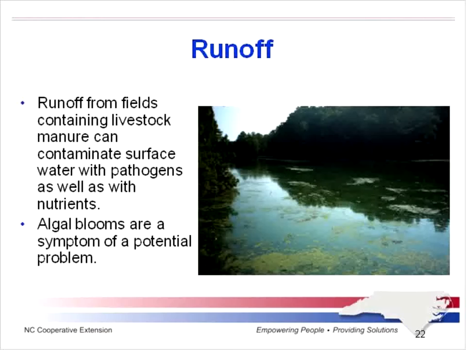And the picture you see here is of an algal bloom. That could be a symptom of a potential problem if you've got runoff from an upland area containing animals into this surface water body. This algal bloom may be a symptom of nutrient runoff, but also maybe a warning sign to check that water for its microbial quality.